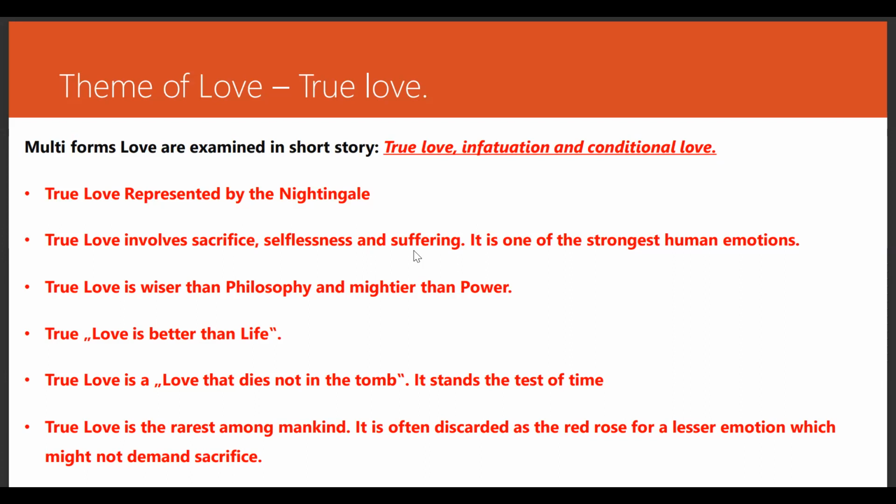I have given them all in point form. Then it will be much easier for you to understand. True love, represented by the Nightingale, involves sacrifice, selflessness, and suffering. None of these good qualities can be identified when it comes to the professor's daughter. At the same time, these qualities cannot be seen in the boy. These authentic qualities can be seen in the Nightingale. Without any second thoughts, the Nightingale was ready to sacrifice its life for the sake of true love, right?